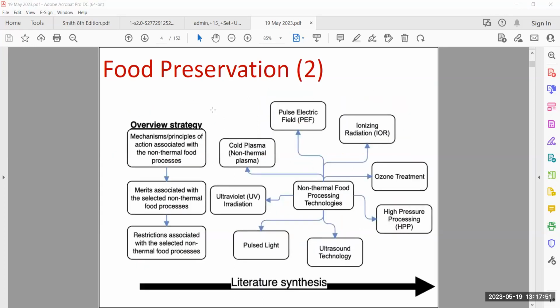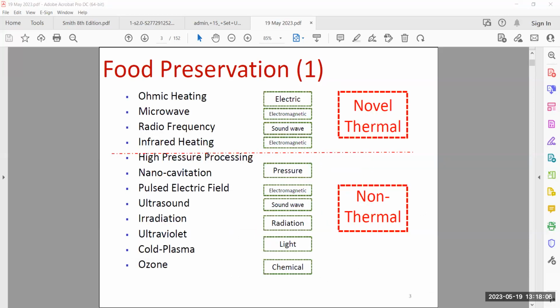If you look at the overview strategies, you basically need to understand the mechanism and the principles of action associated with the non-thermal food processing. So basically, we need to identify what we are dealing with. When we're talking about HPP, we are dealing with pressure. When talking about pulse electric field, we are dealing with electromagnetic field and so on.